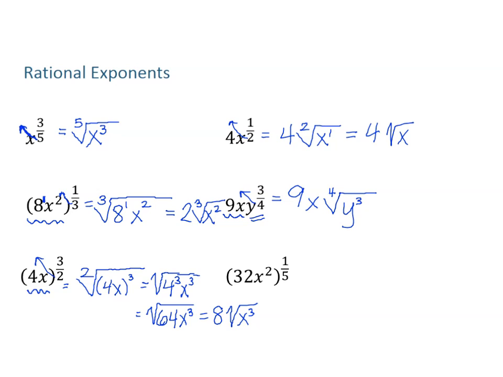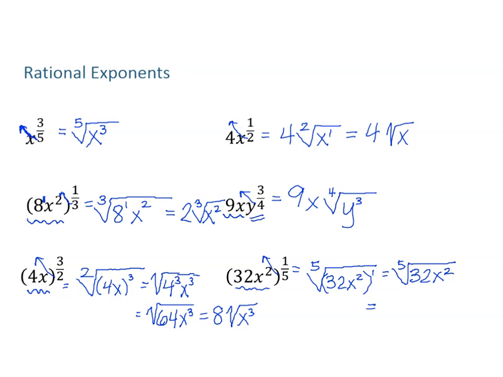All right, and for the last one, we've got this whole expression raised to the 1/5 power. So we follow our rule and kick the bottom out. That means the 5 comes outside. And we have 32 x squared to the first. So that's the same thing as saying that we have the 5th root of 32 and x squared, right? I don't have to have the 1 there.